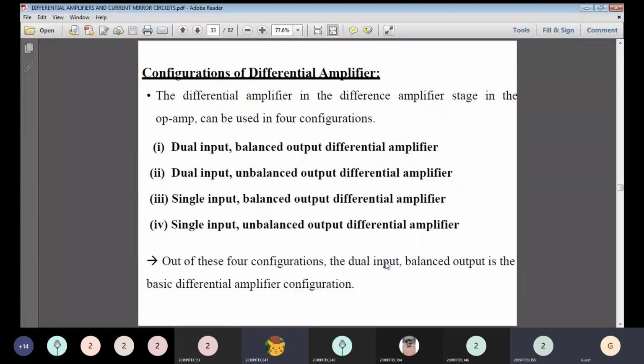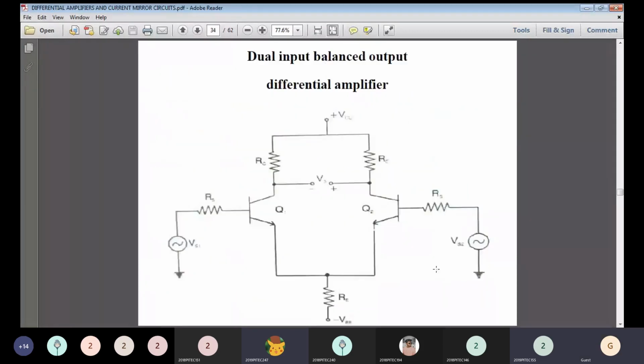In order to get a balanced output by feeding a dual input, we can get the respective output from the differential amplifier. So this is the first case, dual input balanced output. Dual input means two different source values are fed at the transistor Q1 and Q2 bases, B1 and B2. So this is the balanced form of input, that is the dual form of input and balanced form of output. Balanced means we are getting the output V0 across both transistor collectors, C1 and C2.